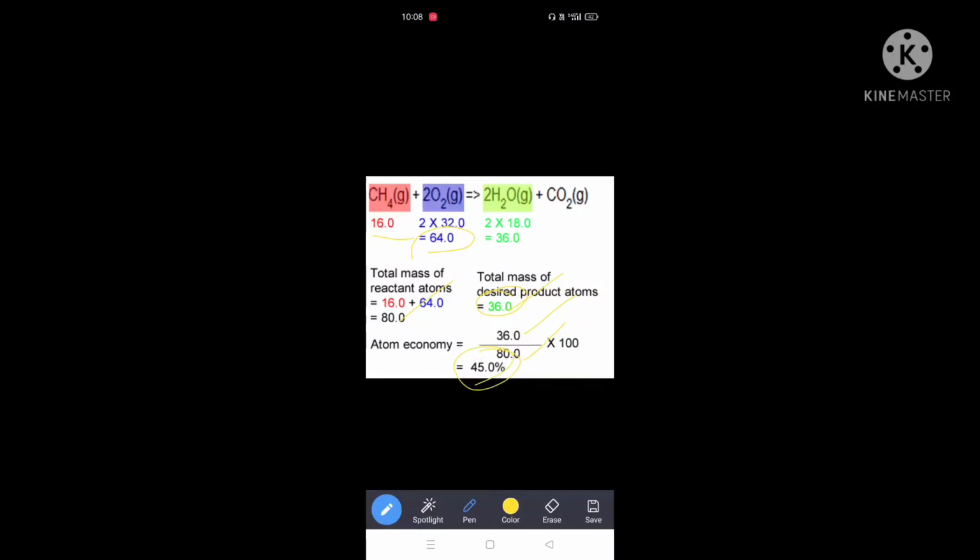So this reaction is not an atom economic reaction. Because in an atom economic reaction, we get 100% desired products, only desired products. If you prepare water from this combustion reaction, this is not a good reaction. That's why it is not an atom economic reaction, it is not a green chemistry reaction. So we can prepare it from other resources.